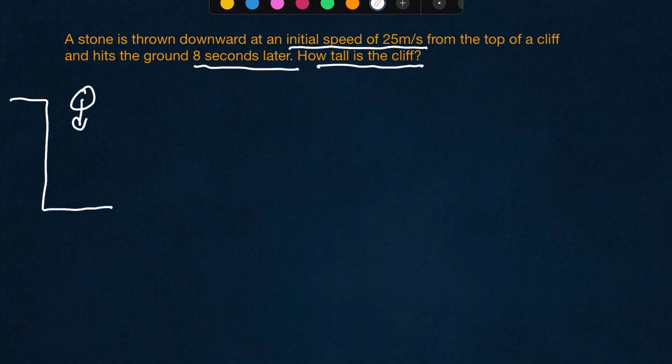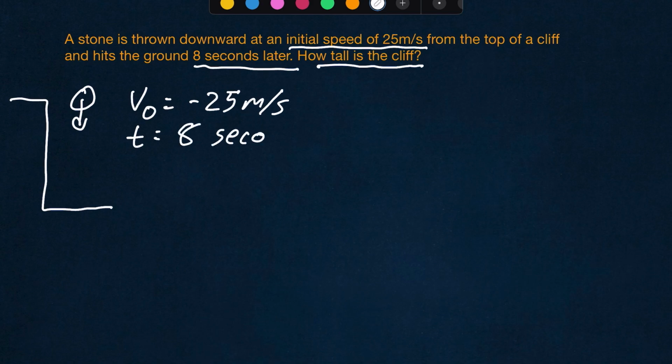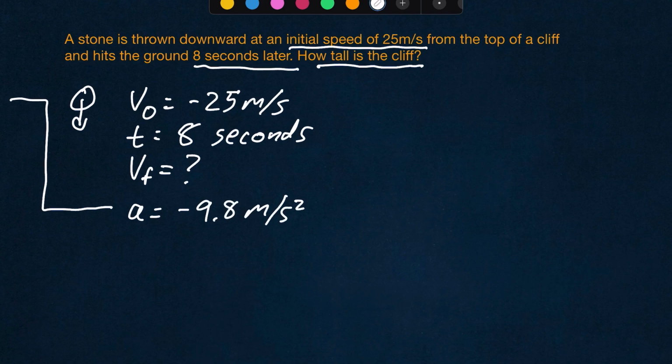So the initial speed of 25 meters per second is our v initial, so we write that as negative 25 meters per second since we are going in the downward direction. We know that time is 8 seconds. V final, we don't know. And we know that acceleration due to gravity is negative 9.8 meters per second squared. And it is asking us how tall is the cliff.